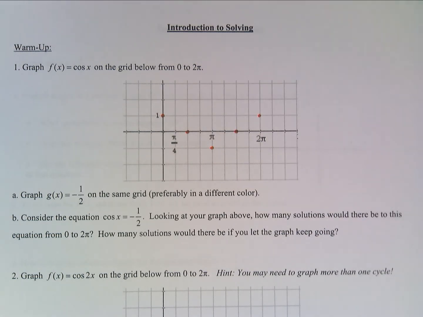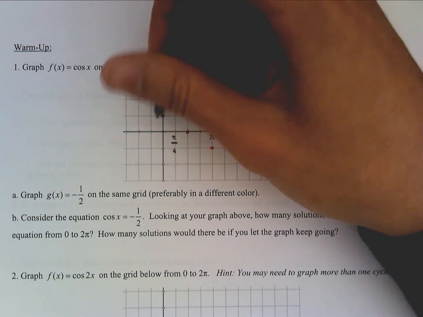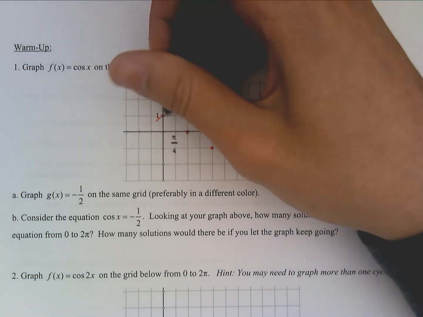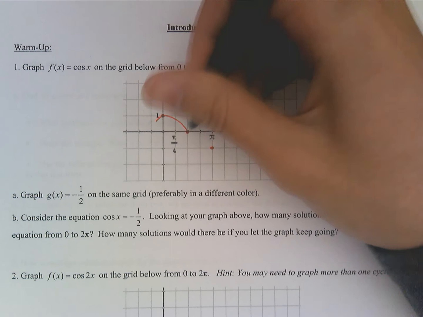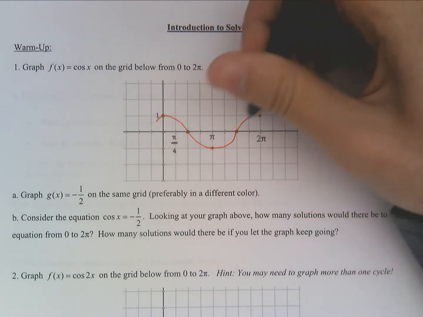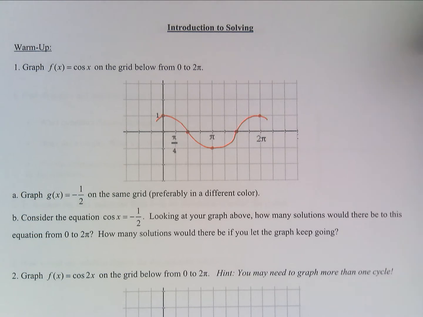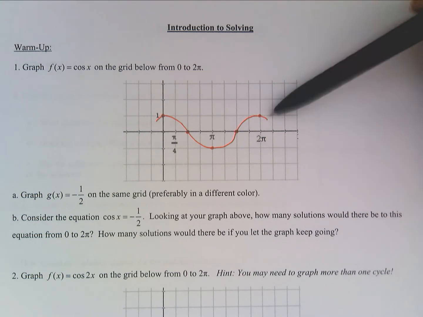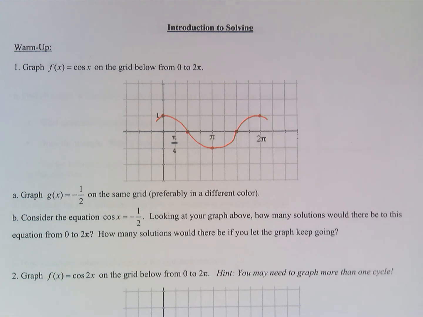So we see the general shape of our function right here. And this is just the parent function, f of x equals cosine of x. Now, don't forget to extend your lines past the endpoints here. I'm actually not going to draw in the arrowheads yet because I'm going to fill in the grid.